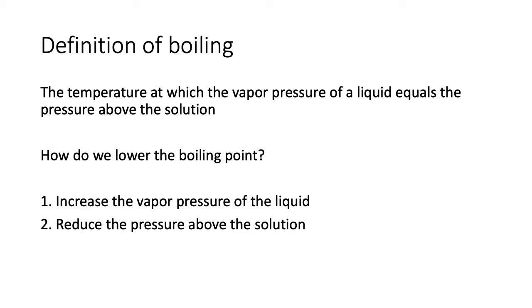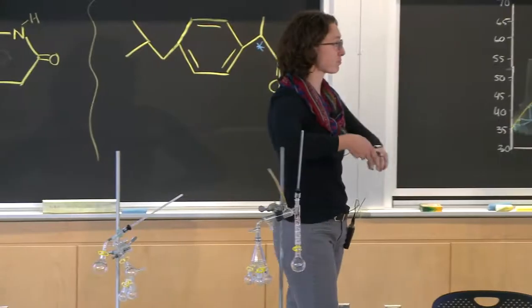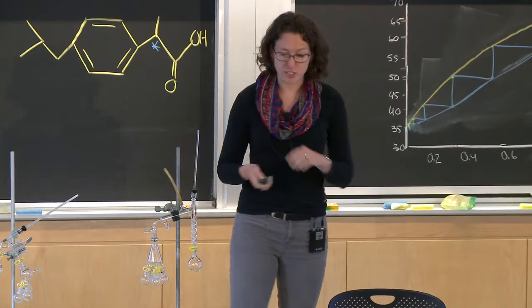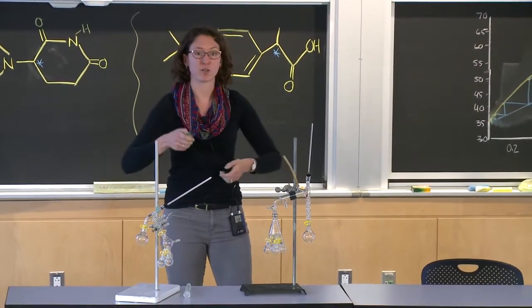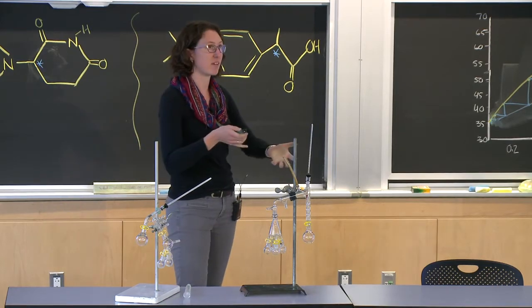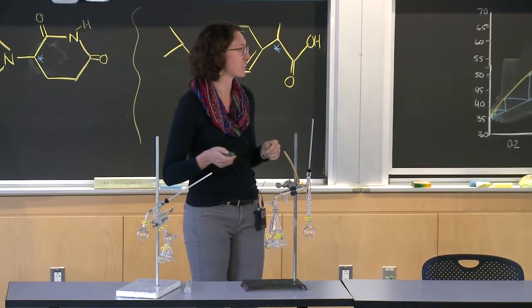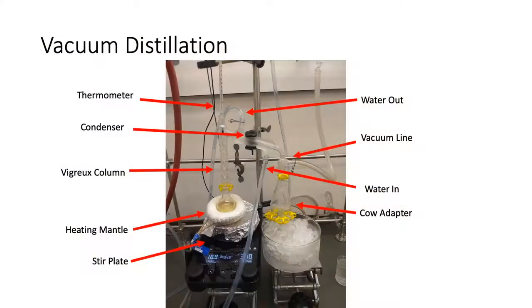If we reduce the pressure above the solution, then we don't have to heat it as much in order for those pressures to be equal. So that is what we're going to do in class. We're going to use both of these. We're going to heat it, and we're going to reduce the pressure in order to make the boiling temperature a reasonable one for us to reach in the lab. And the way that we're going to do this is with a vacuum distillation.